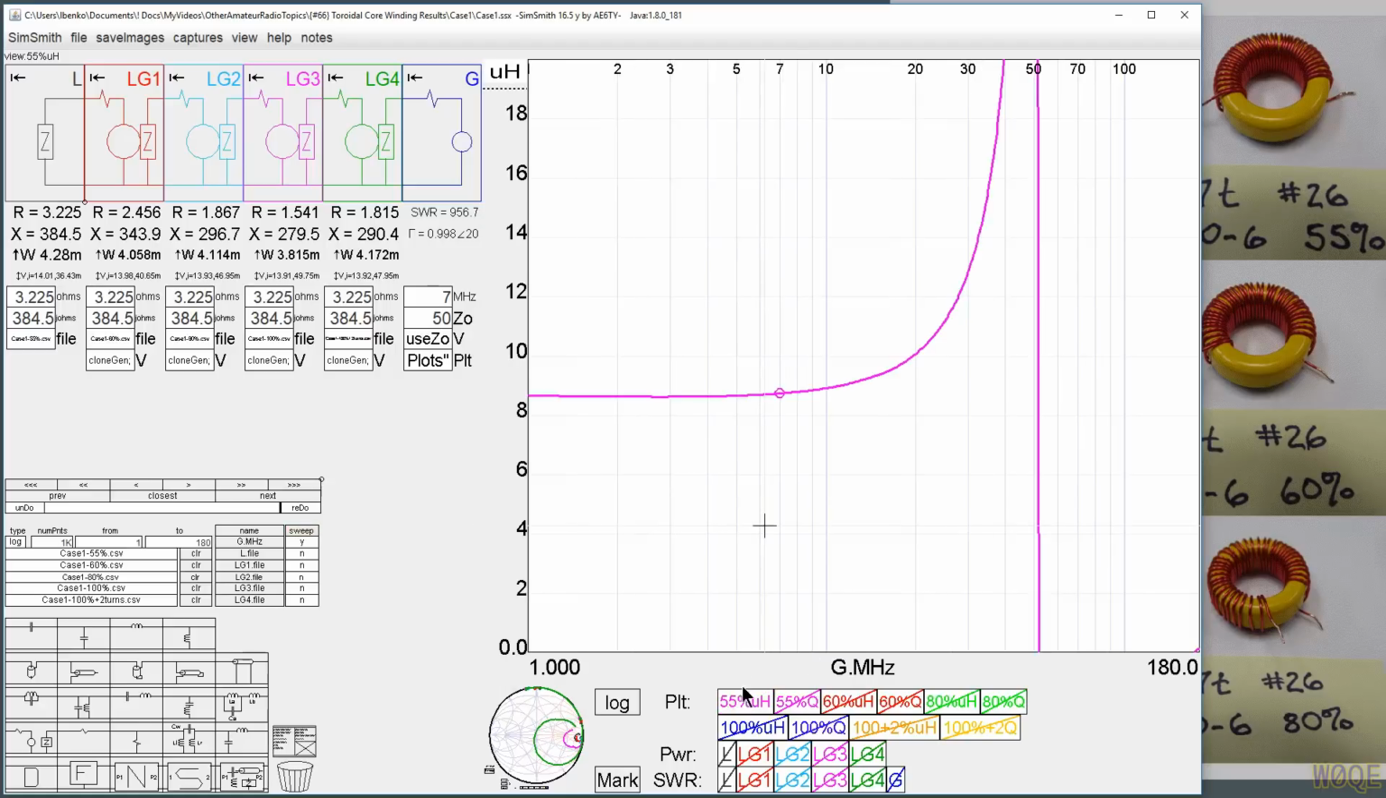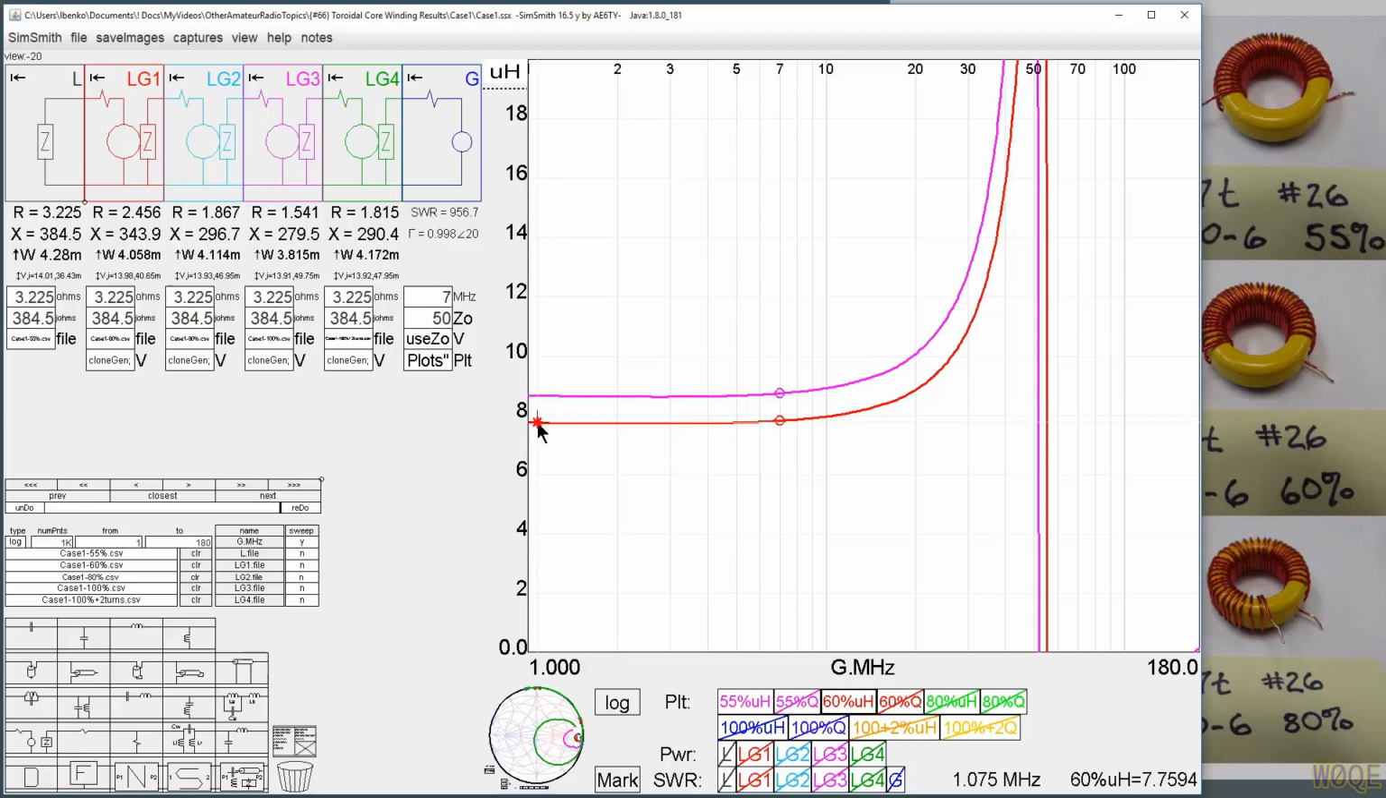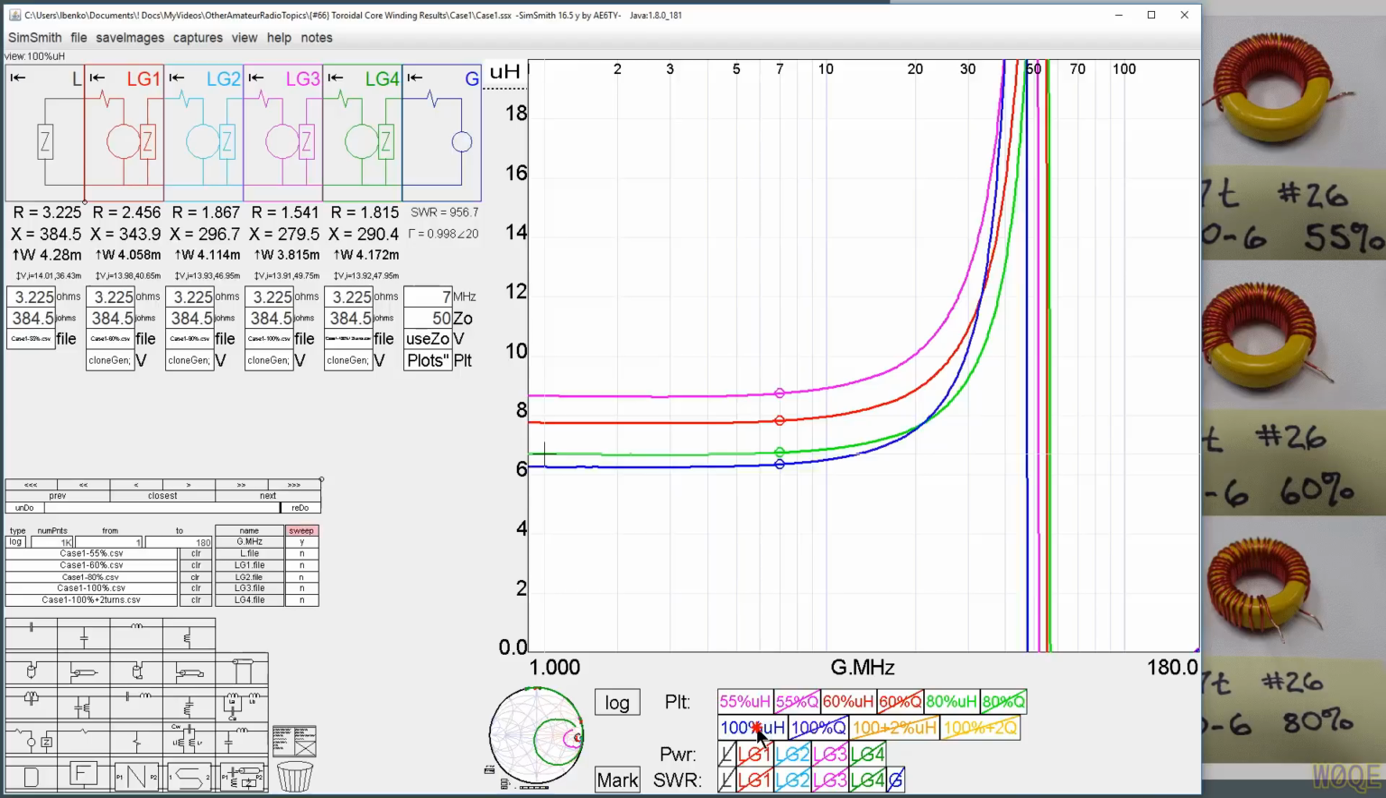At 55% of the turns coverage, we have an inductance that's 8.66 microhenries. At 60% of the turns coverage, which really wasn't spread out very much at all, that drops down to 7.75. 80% drops down again to 6.69. 100%, it drops down a little bit more, 6.2. And at 100%, with 2 turns overlapped, it actually rose a little bit.